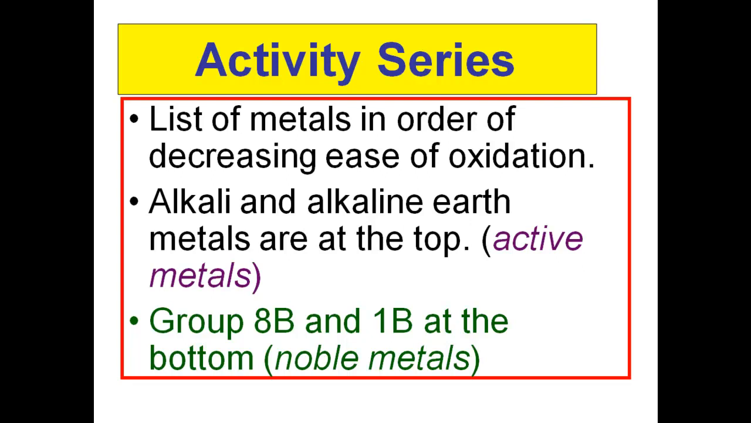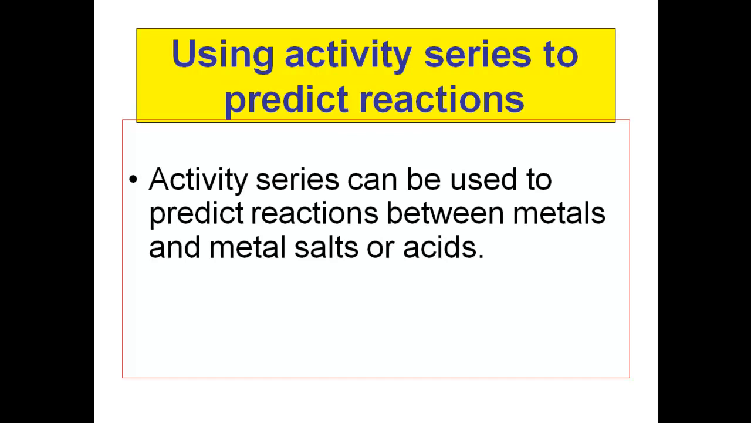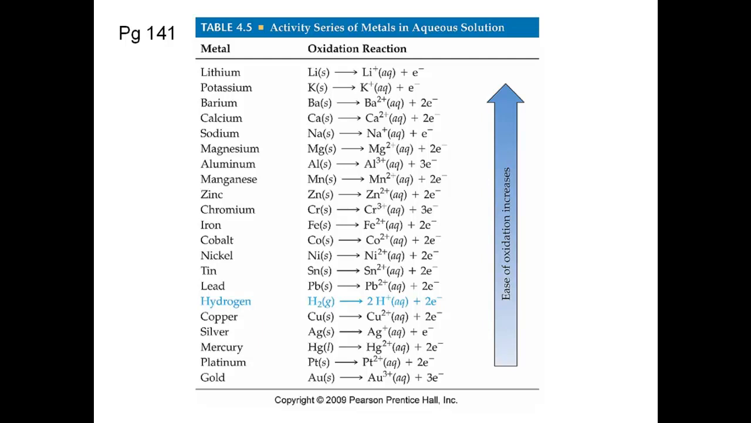So the noble gases are not very reactive, but we can use this activity series to help us predict reactions. We can predict between which metals will react, which ones will not, which ones will take the place of another metal in a compound in a single replacement reaction. So here is the activity series that is found in your book on page 141. At the very top is lithium. Lithium is the metal that will react the most.